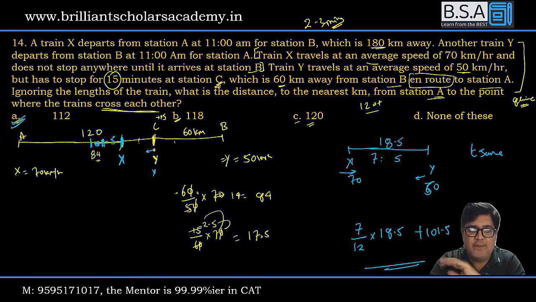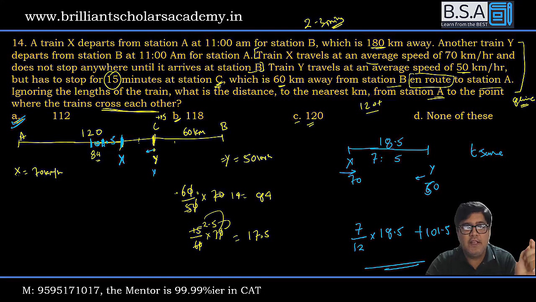So X did not reach C. Then how many minutes is the stoppage? 15 minutes, which is 1 by 4 hours. 1 by 4 into 70, 17.5 kilometers. 84 and then 17.5 more. So by the time Y starts the train, X has traveled 101.5. Now how much gap is left between them? 18.5. Break it in the ratio 7 by 5. Why 7 by 5? When equal amount of time is given to two people, their distances are proportional to their speeds. If 7 units are traveled from here, 5 units will be traveled from there.